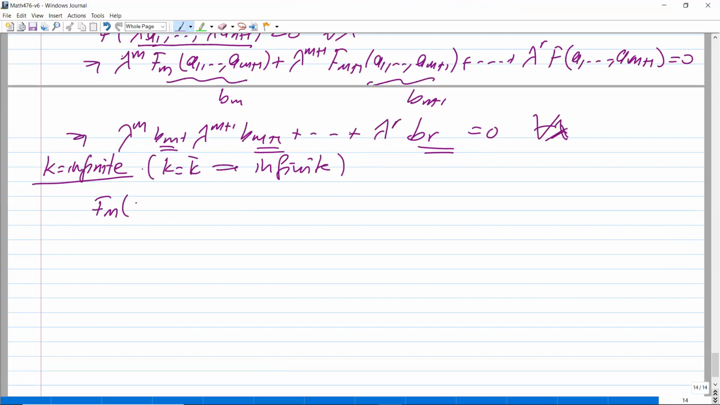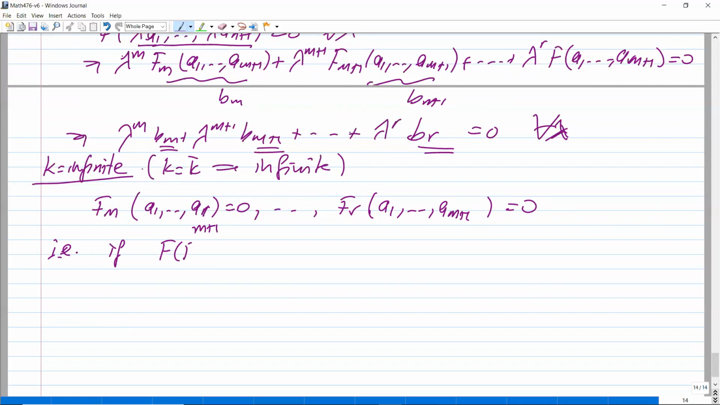So therefore Fm of A1 through A(N+1) must be 0, and F(m+1) of A1 through A(N+1) is 0. So therefore, namely, what do we have? If a point p has F of p equal to 0, then Fi of p is equal to 0 for all i equal to m, m+1, etc. All of them must be 0.